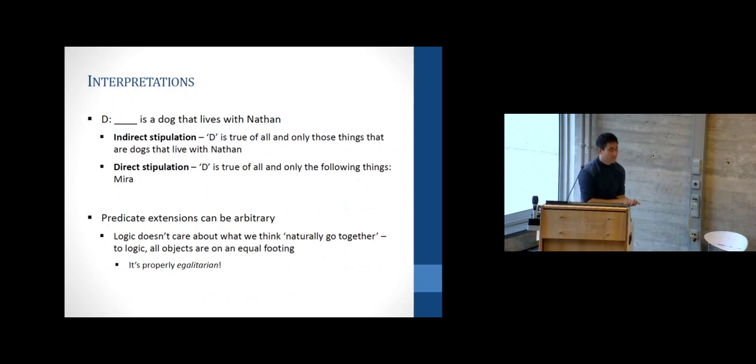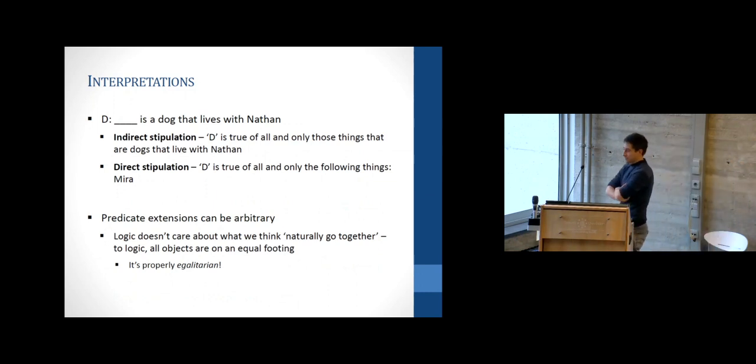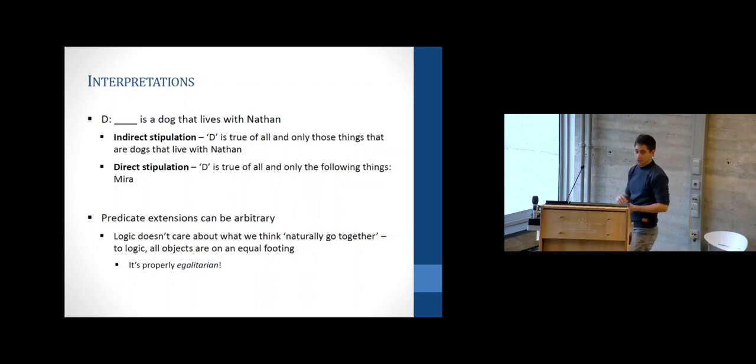Nathan, our co-teacher, has a very nice dog. So you can have a predicate D for something is a dog that lives with Nathan. We can stipulate the interpretation of the predicate in two ways, either indirectly or directly. Indirectly just means that we give a description of what D is true of. This is how we did things all the time up to now. We just gave indirect interpretations of our predicates, a description of the predicate.